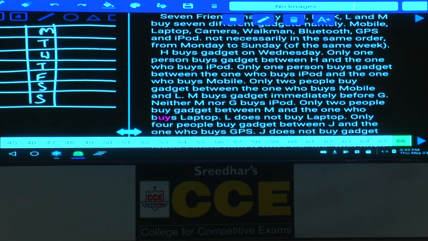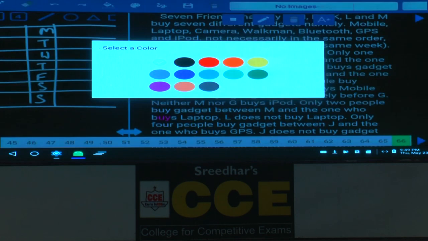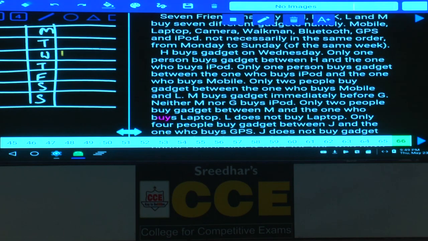Then H buys gadget on Wednesday. Information clearly specified. H bought on Wednesday. Only one person buys a gadget between H and the one who buys iPod. Between H and the iPod, how many persons are there? There must be exactly one. As it is exactly one, how many possibilities do we have? We have 2 possibilities. Now the one who bought iPod can be either on Friday or on Monday, because there must be exactly one person between H and the person who bought an iPod.